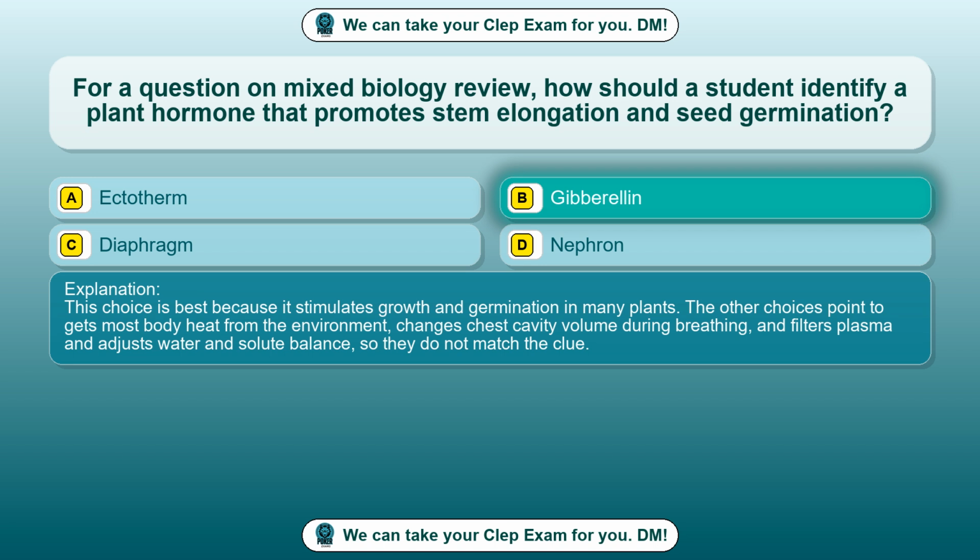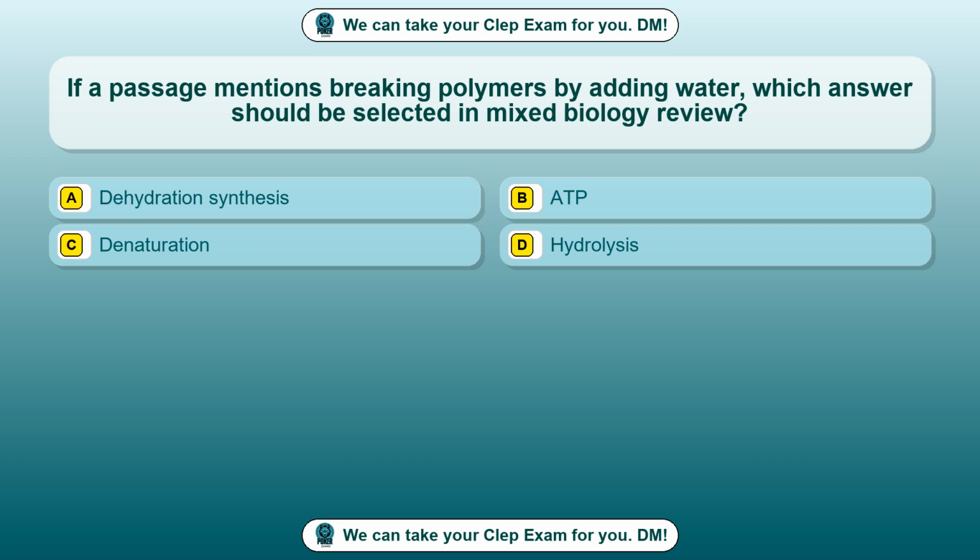The other choices point to gets most body heat from the environment, changes chest cavity volume during breathing, and filters plasma and adjusts water and solute balance, so they do not match the clue. Question 36. If a passage mentions breaking polymers by adding water, which answer should be selected in mixed biology review? Option A, dehydration synthesis. Option B, ATP. Option C, denaturation. Option D, hydrolysis.